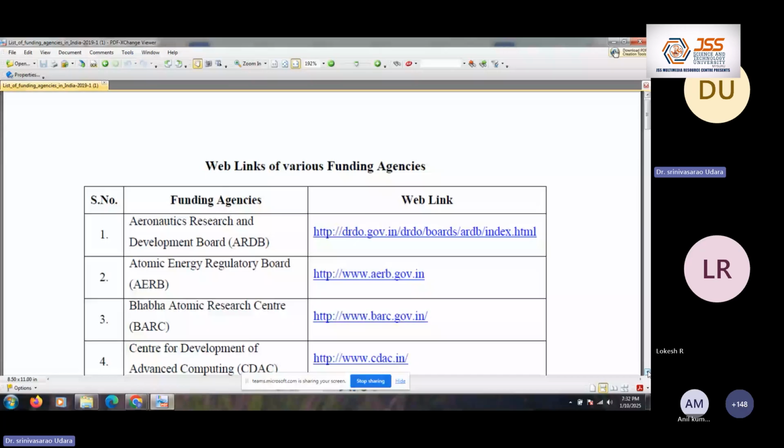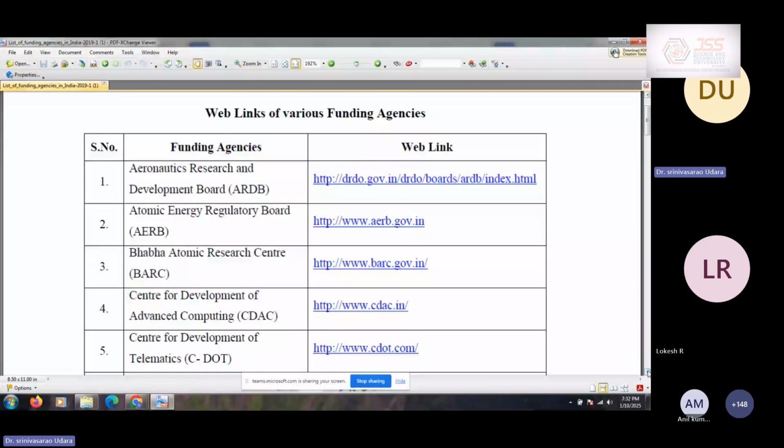A few schemes call for notification twice yearly. Anyway, you go with good proposals, but the proposal must have societal application. This is very important. If it has societal application, then chances are there to get the funding. Here we have a list of the funding agencies. I don't want to read all of them, I will just show you, but I will share this PDF file.